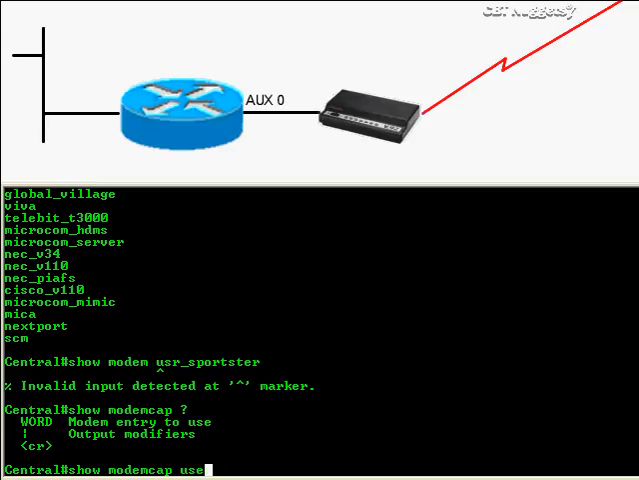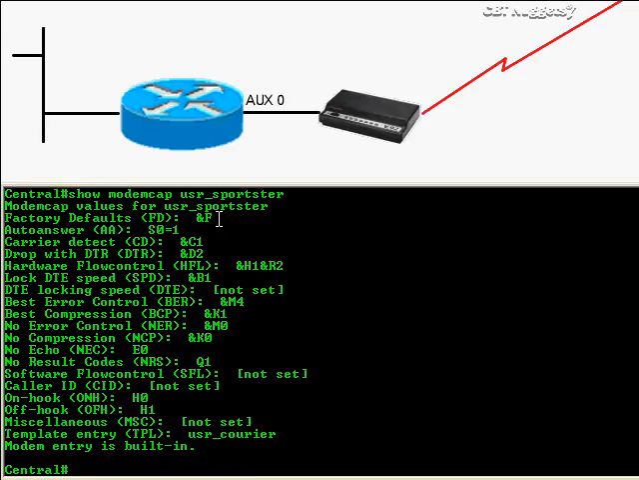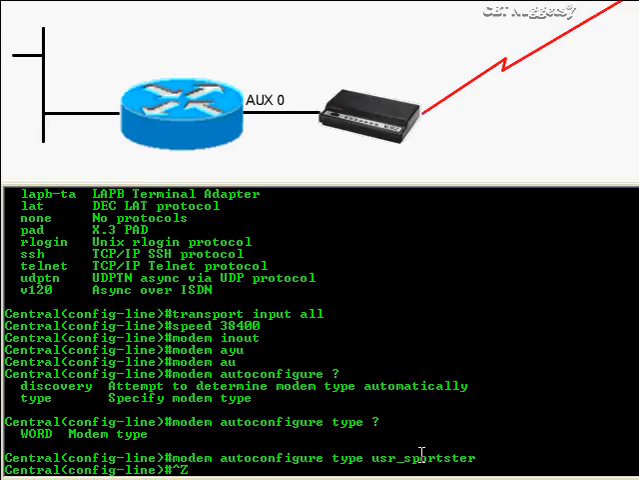It won't let me do a shortcut there. Now you can see I can't really talk and type at the same time. And what you can see is all of the configuration that it's going to send to that modem to configure it out of the box. How to set it to factory default, how to set it to auto answer incoming calls, how to set the carrier detect bits on there. All of the configuration for the USR Sportster is right here, so it will now configure that auxiliary port with that by typing in that modem auto configure type USR Sportster.